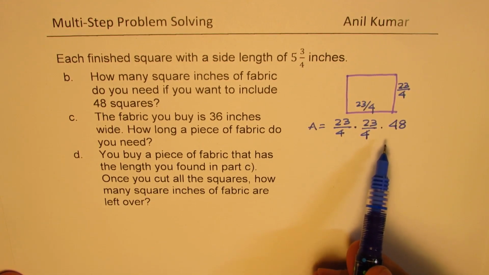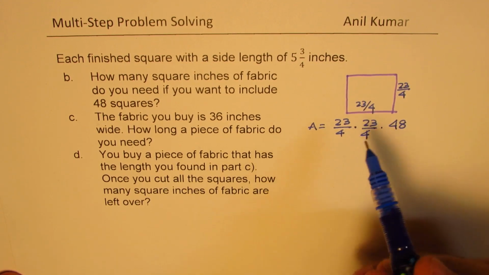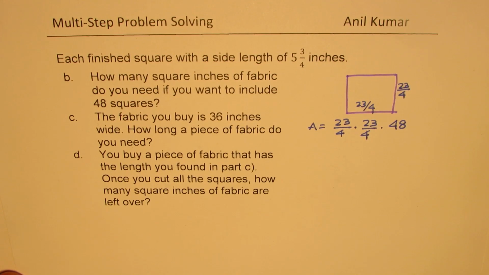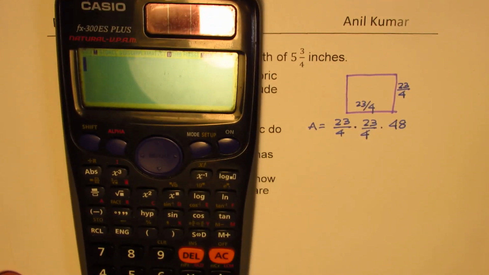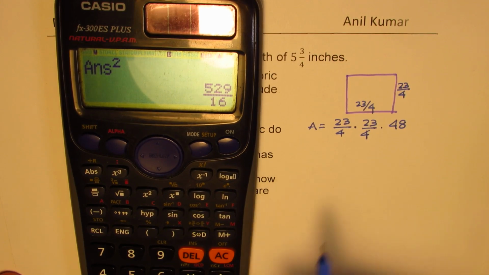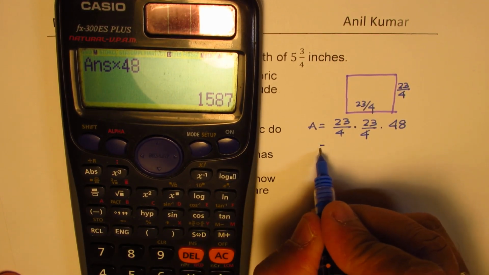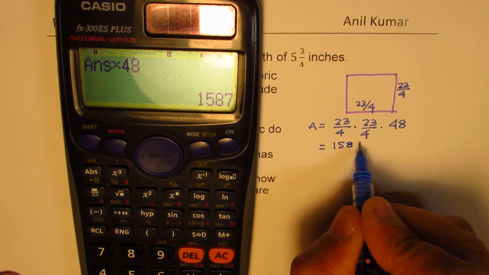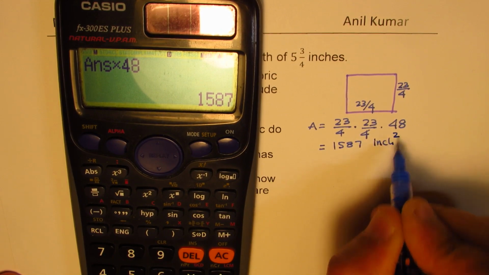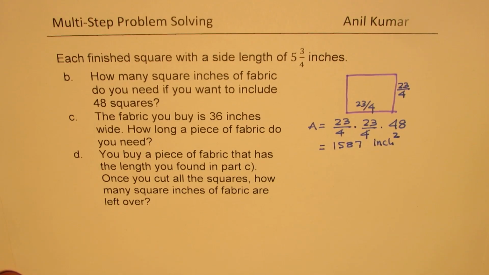You can use a calculator to find this answer. Without a calculator it can also be done, but it takes time. So for you, I think a calculator should be allowed. So we'll do 23 divided by 4, square this, and then multiply by 48. When you do this calculation, you get the area as 1587 square inches. Is that clear?